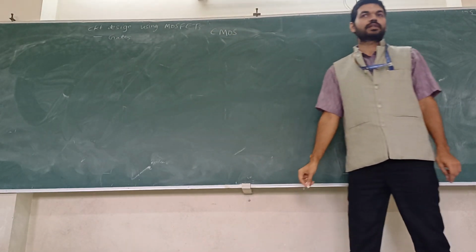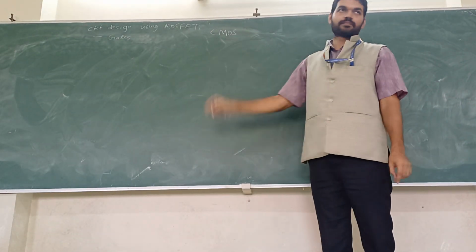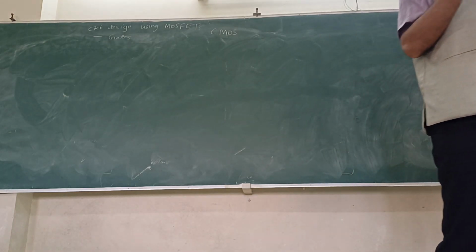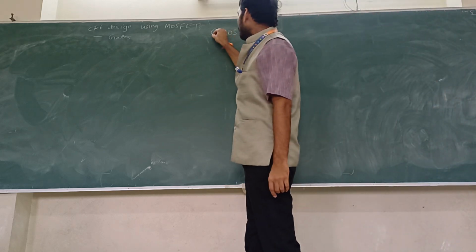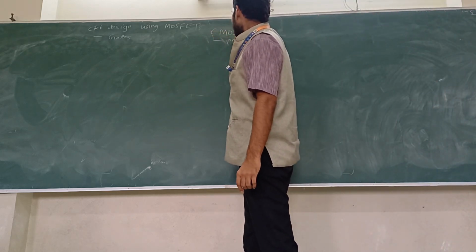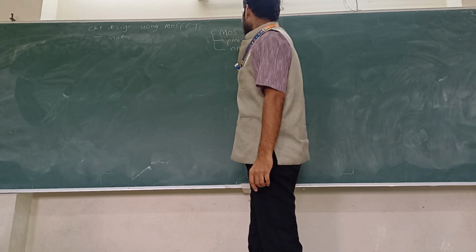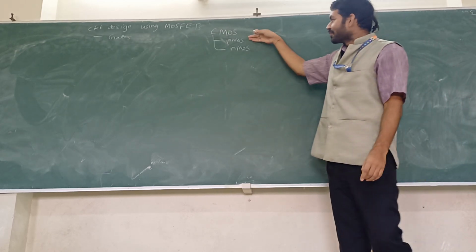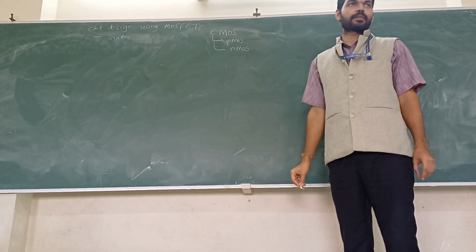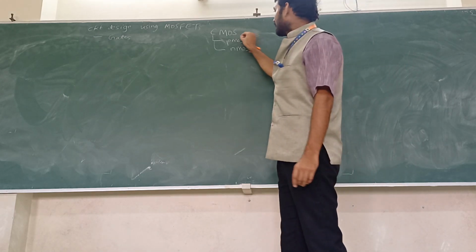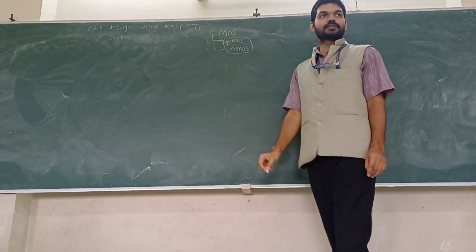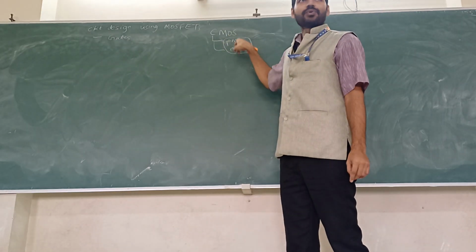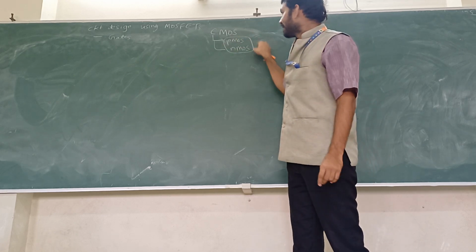I'll tell what that CMOS is. It is called CMOS, Complementary MOS. MOS means MOSFET. Complementary means what? Actually we have P MOSFET and N MOSFET. Both are complementary to each other. And when we combine both the MOSFETs in our design, PMOS and NMOS, which are complementary to each other, we call this combination CMOS.